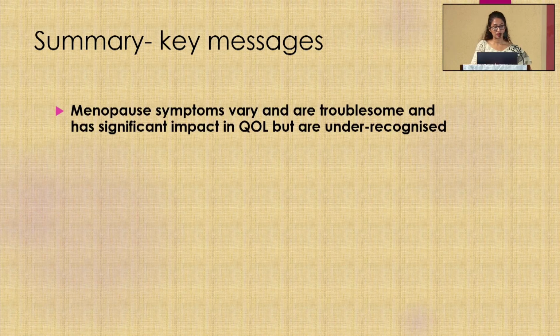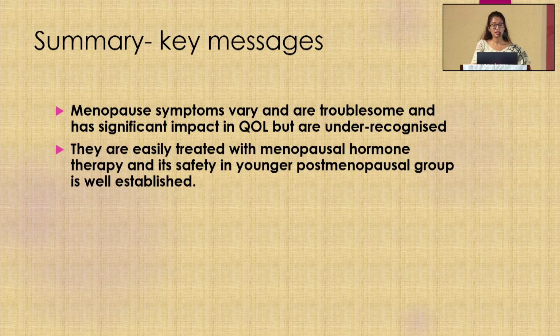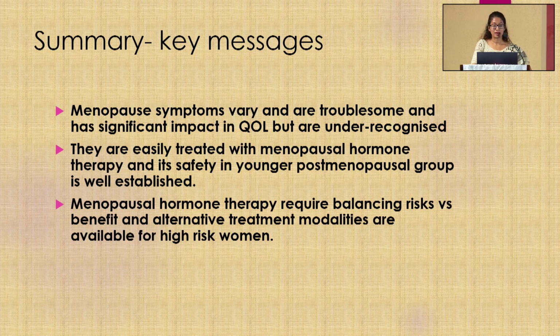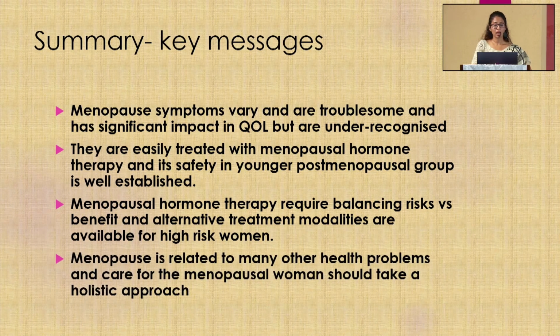So this brings us to my summary, where I revisit my key messages. Menopause symptoms vary, are troublesome, and have significant impact on quality of life, but are under-recognized by both the physician and the patient. They are easily treated with menopausal hormone therapy, and its safety in younger postmenopausal groups is well established. Menopausal hormone therapy requires balancing risk and benefit, and alternative therapy modalities are available for patients with high-risk factors. So not a single woman should be left untreated with these symptoms. And menopause is related to many other health problems, and care for the menopausal woman should take a holistic approach.